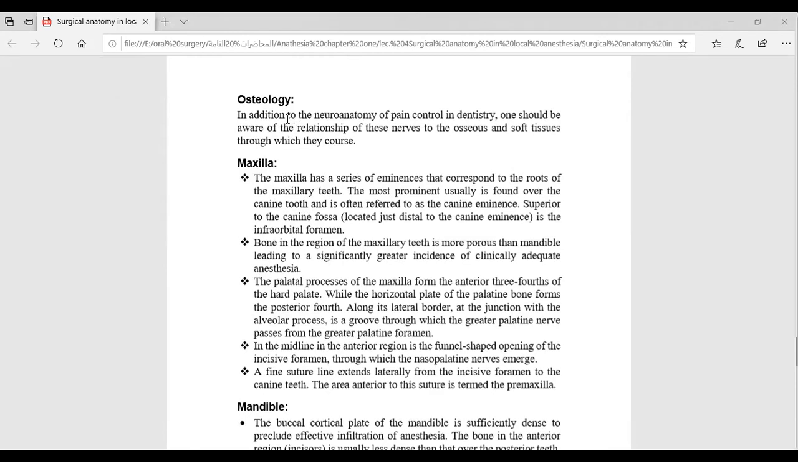So, in addition to the neuroanatomy of pain control in dentistry, one should be aware of the relationship of these nerves to the osseous and the soft tissue through which they course. For maxilla, the maxilla has a series of eminences that correspond to the roots of the maxillary teeth. The most prominent usually is found over the canine tooth and is often referred to as the canine eminence.